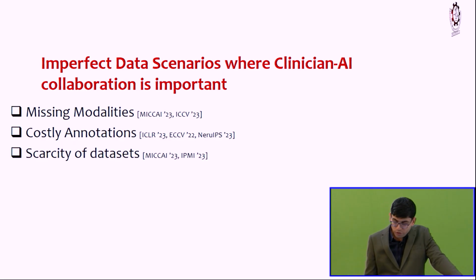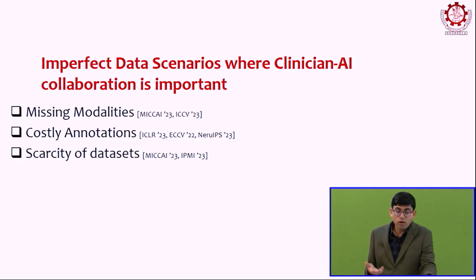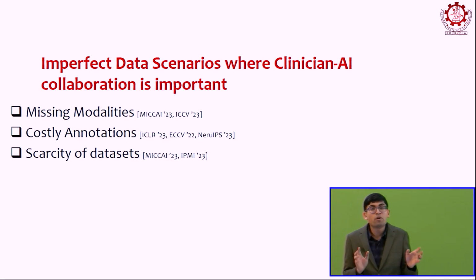Costly annotations, we covered this. Scarcity of data sets, we touched on this again. You might not have enough data sets, so that becomes an imperfect data scenario.